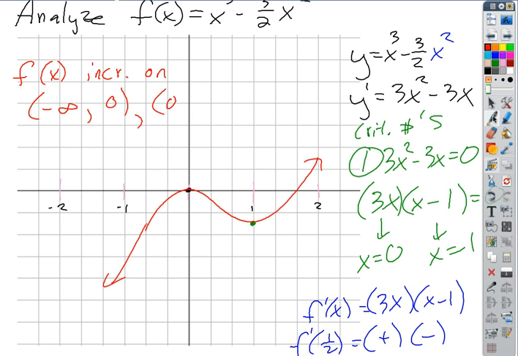Wouldn't it be 1? No, it's 1. You're right. So there's the interval on which the function is increasing. Where is it decreasing? f of x decreases on 0 to 1. 0 to 1, and that's it. No other intervals.